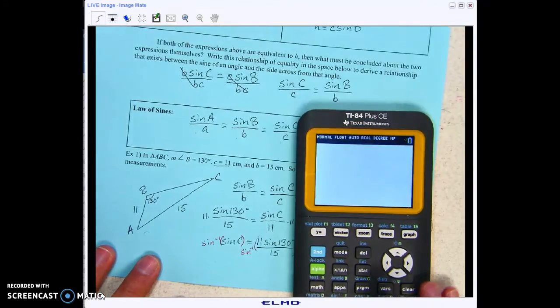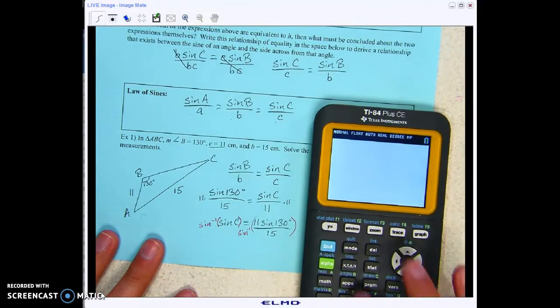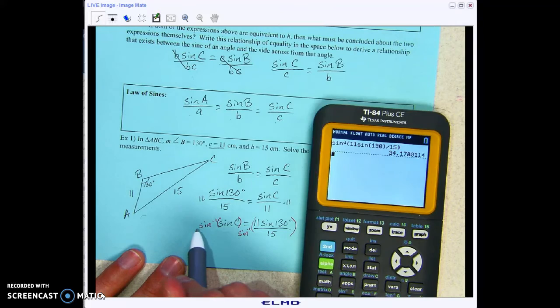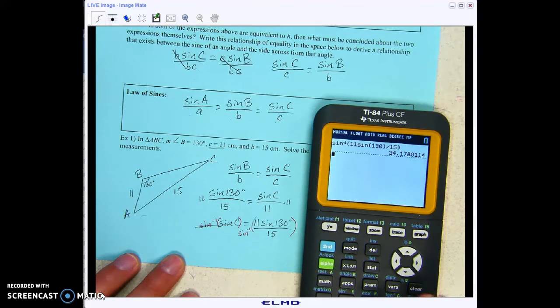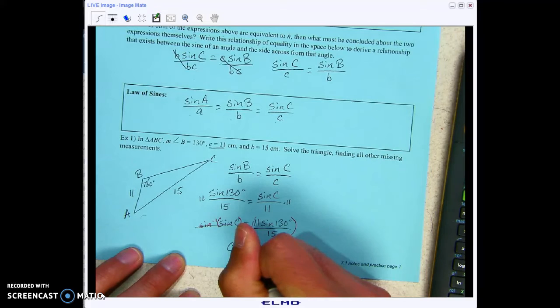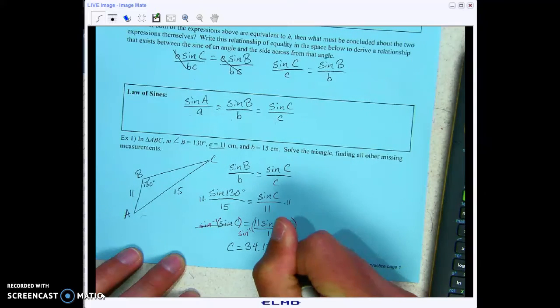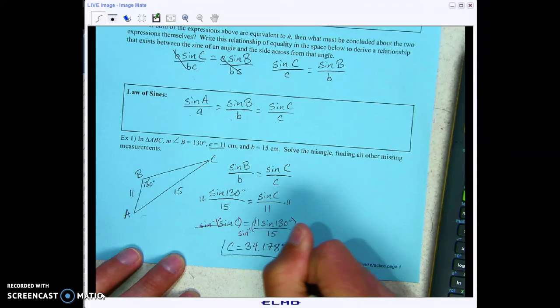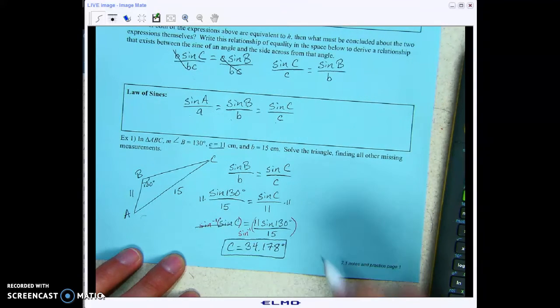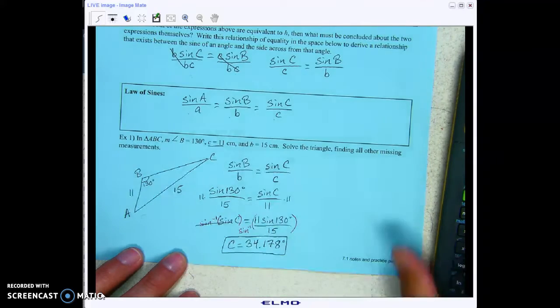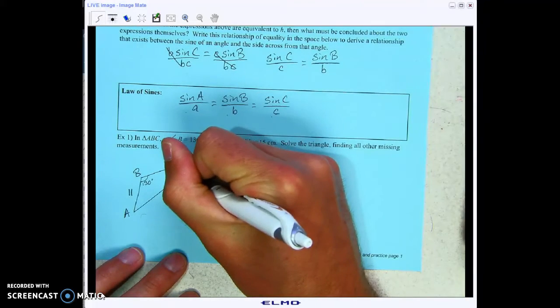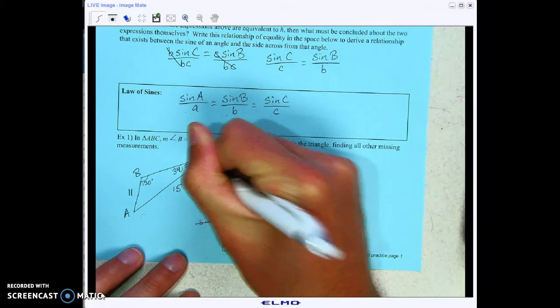So what happens if I take the inverse sine of 11 sine 130 divided by 15. It's kind of a lot to punch in your calculator, but if you punch it in correctly, you should get that angle C is equal to 34.178 degrees. That's nice. That's the first piece of the missing sides and angles of our triangle. So we can also go ahead and put that right there, 34.178 degrees.